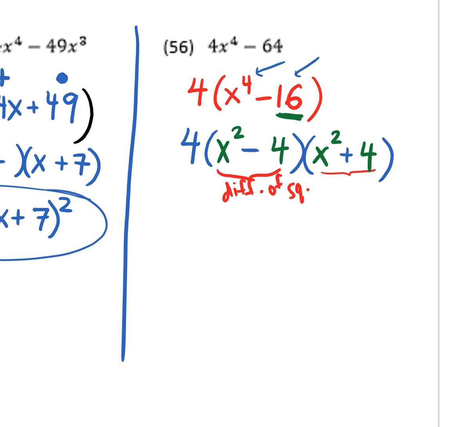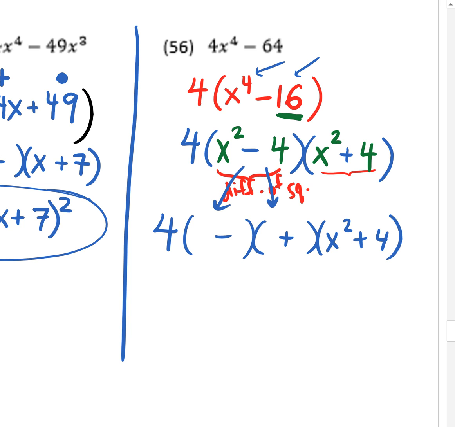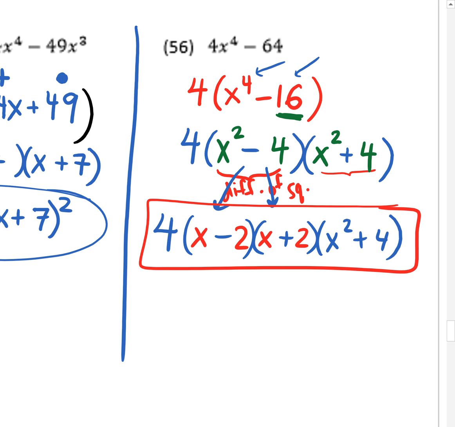That's prime. So now whatever my answer looks like, it's going to have this 4 in the front and this x squared plus 4, because that can't be factored. But I think this guy factors into another difference of squares, where the first terms are going to be, what can you square and get x squared? Well, of course, x. What can you square and get 4? That'd be 2. Whew, that was a doozy.